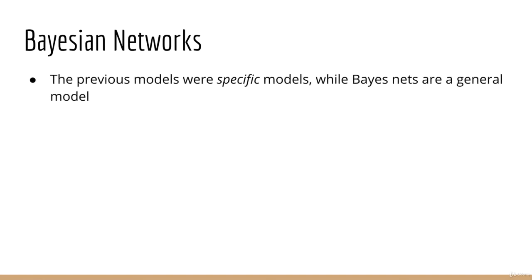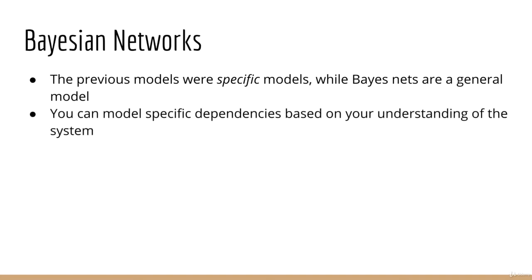The concepts of Bayesian machine learning can be generalized further to give us what are called Bayesian networks. Whereas the previous examples were specific models, Bayesian networks are a general model. Using BayesNets, you can create custom models with any kinds of dependencies you like. In this way, you are actually modeling causation. This, of course, can be based on your understanding of the system you're trying to model.